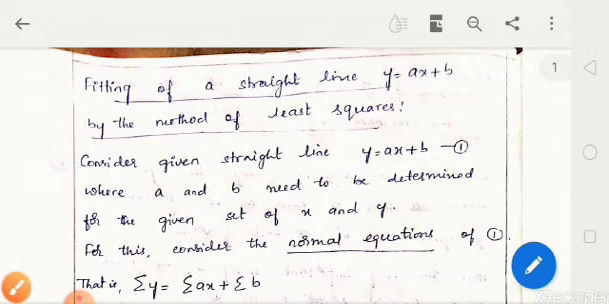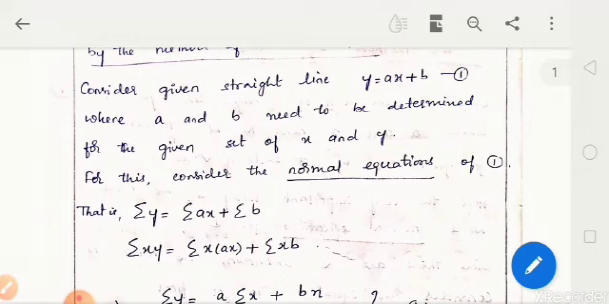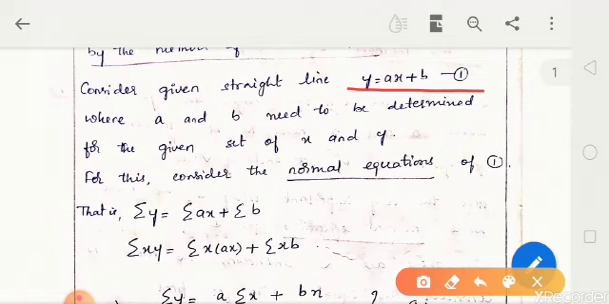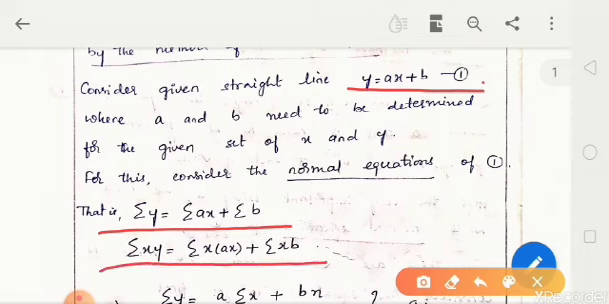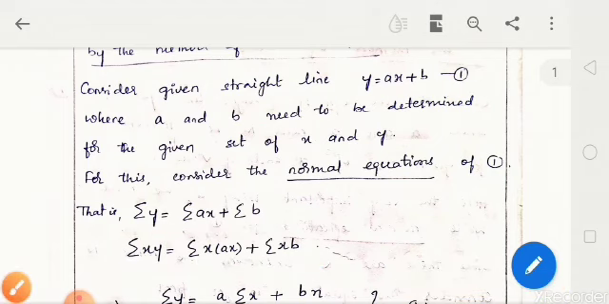The general procedure of getting normal equations is, first we have to attach sigma to the given equation, and in the second step we have to attach sigma x to the given equation. When you attach sigma to the given equation, we will get summation y equal to summation ax plus summation b. When you attach sigma x to the given equation, we will get summation xy equal to summation x into ax plus summation x into b.